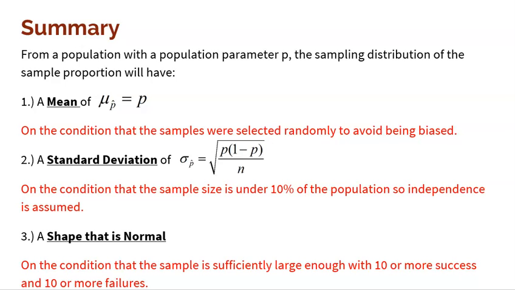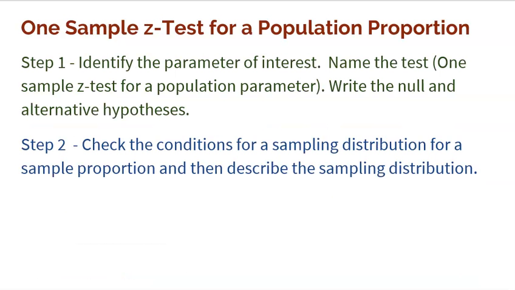Lastly, we need the shape to be normal. We need a normal model for our sampling distribution. And that is going to be true as long as we have 10 or more successes and 10 or more failures in our sample. Now remember, success and failure are very generic terms. In a specific problem, you would define success and failure as what you're looking for and what you're not looking for. All right. Honestly, guys, these are the 2 steps I need you to walk away from this video understanding.